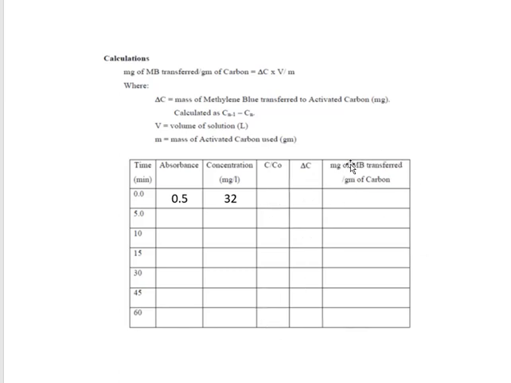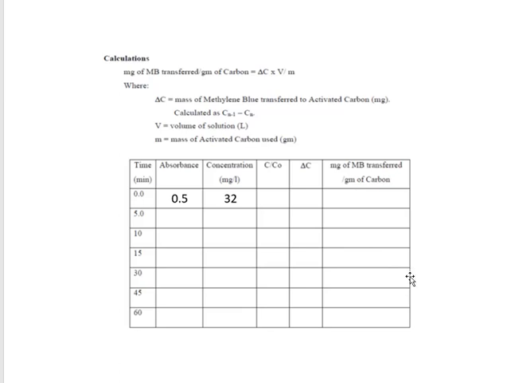How will you calculate the mass of methylene blue transferred per gram of the carbon? By using this formula, right? The formula is the delta C, which you have calculated here, multiplied by the volume you take in this experiment, 1 liter, so it will be 1. Mass of the activated carbon, we take 5 milligram, so it will be 5. By simplifying this, you will get all these values.